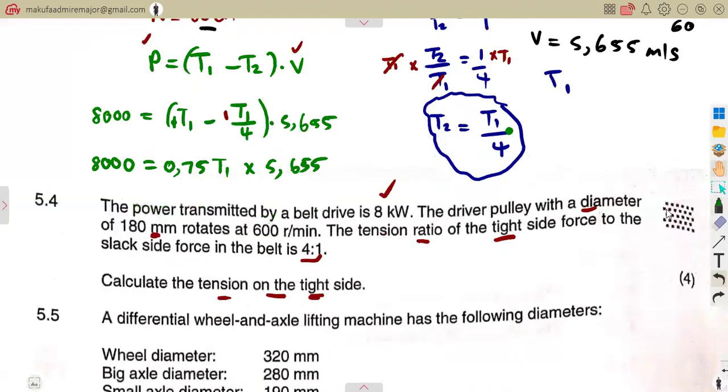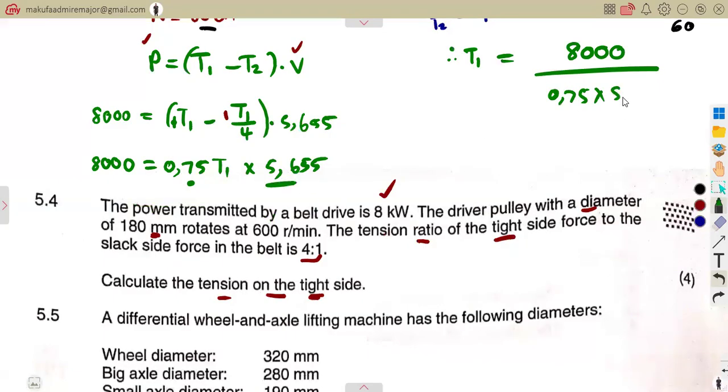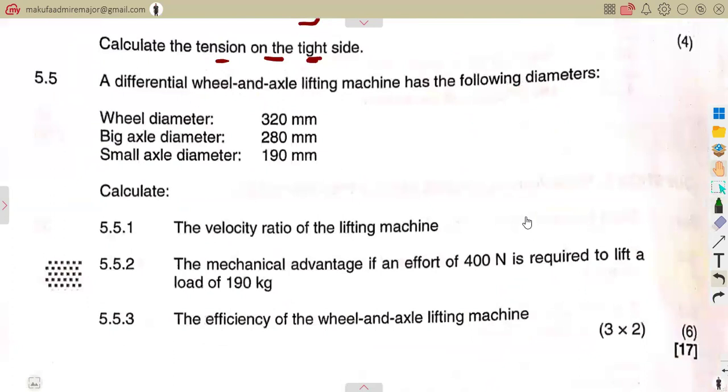What you need is T1. So what is affecting T1? You remove that. If we check properly here, what is affecting T1 is the product of these two terms. So how do you remove it? Divide. So T1 is going to be 8,000 divided by what is multiplying it, which is 0,75 times 5,655. The solving there later on, guys, is in your hands. You're going to solve the way that you want. According to mine, it was something like this in Newton. All right, so that was 4 marks for that.